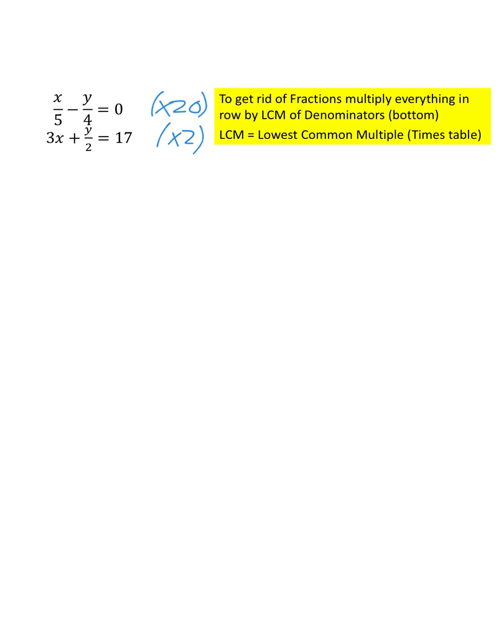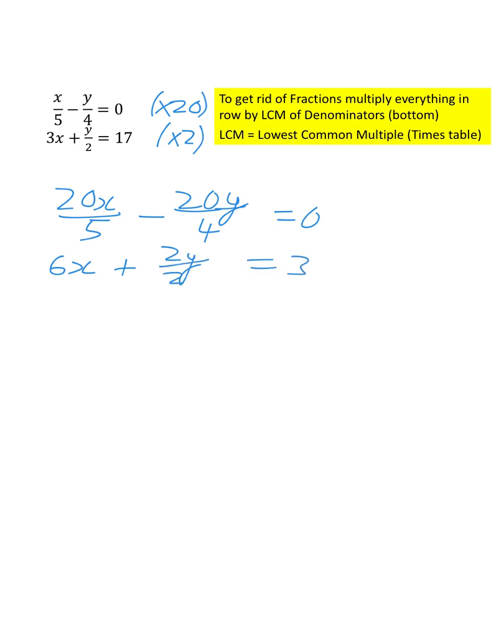Okay, so for the top one, x over 5 times 20 will be 20x over 5, minus then 20y over 4 equals 0. Bottom then, I'm going to have 6x plus 2y over 2 equals 34. Now let's simplify. 5 goes into 20 4 times, so that'll be 4x. 4 goes into 20y 5 times, so we have minus 5y equals 0.